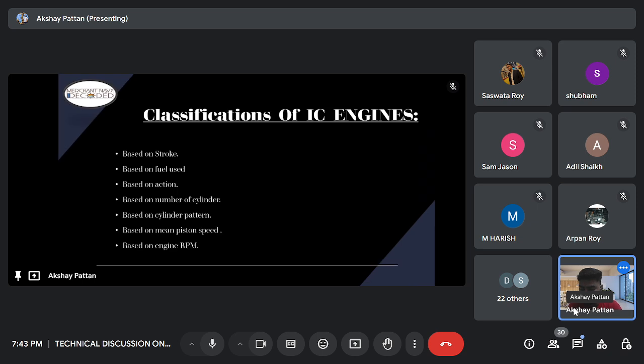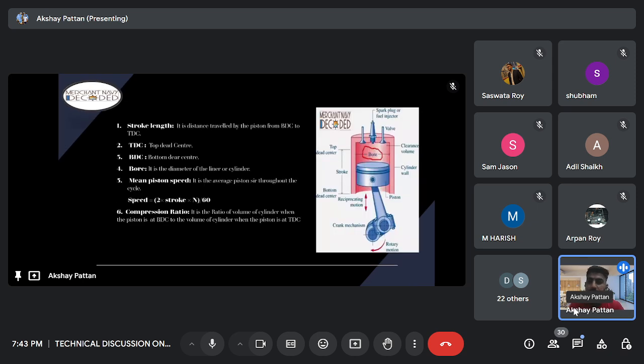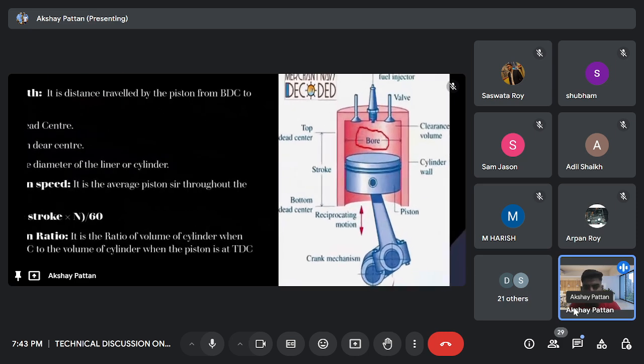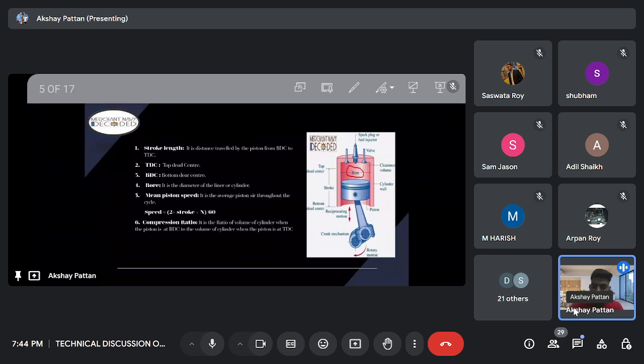So here is the definition for stroke length. Stroke length is the distance traveled by the piston from BDC to TDC. When the piston is at BDC, that is bottom dead center, and when it moves to the TDC, the distance which it covers from BDC to TDC is known as stroke length. You can see in the diagram, I have mentioned the stroke there. Stroke is mentioned here, right? When the piston is at BDC and moves to the TDC, the distance traveled by the piston is known as the stroke length.